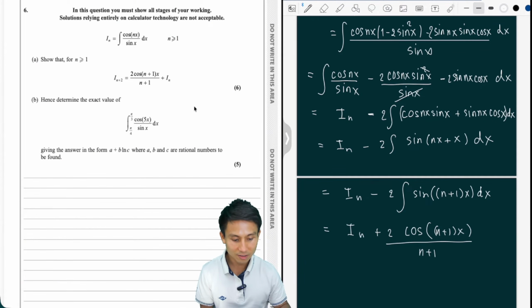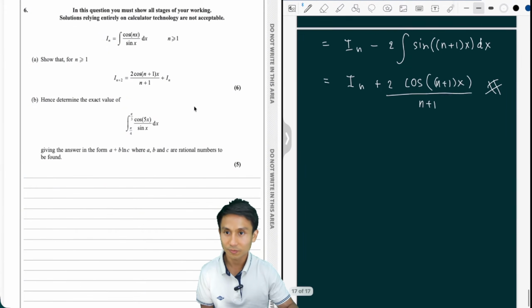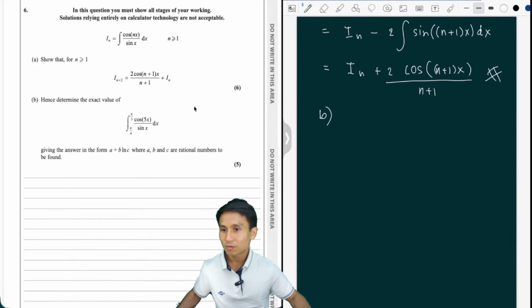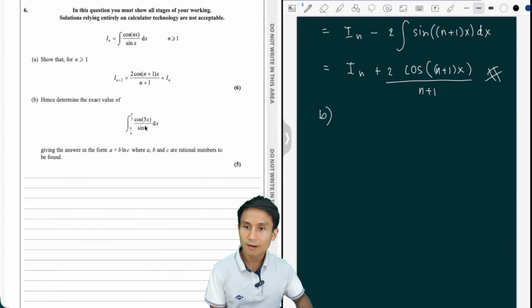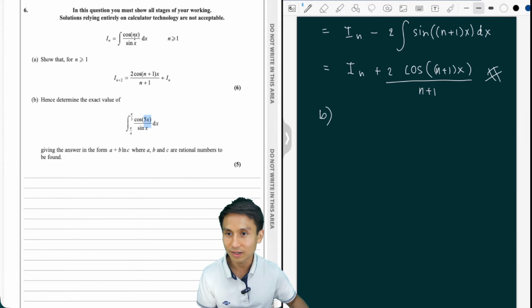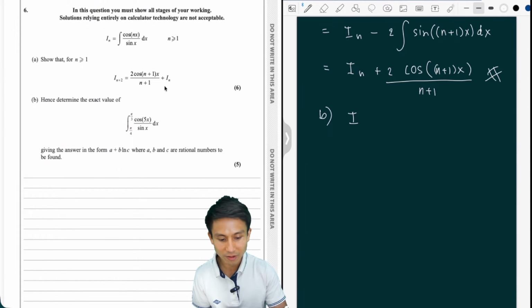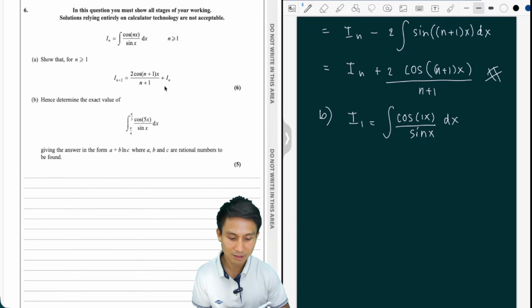Well, I think we got it, right? Yeah, that's as required. That's part A done. Part B, hence determine the exact value of that. Well, this is 5 instead of 1. If it was I1, this is going to be the integral of cos 1x. I'm just going to write that so that you know. But here we have I5, because that's just 5x there.